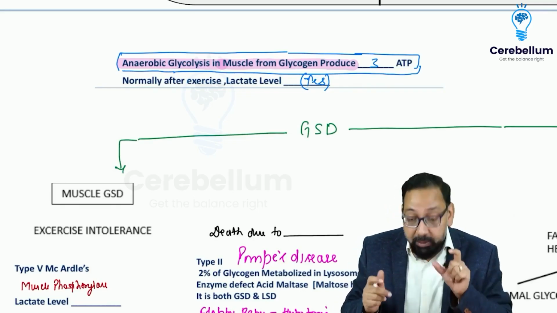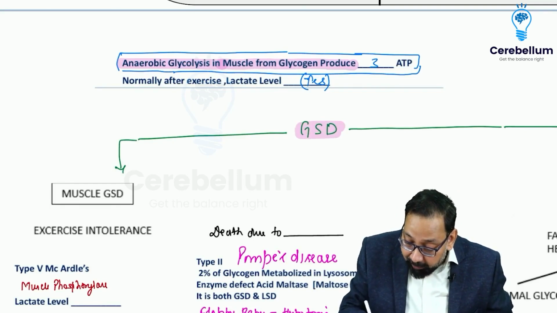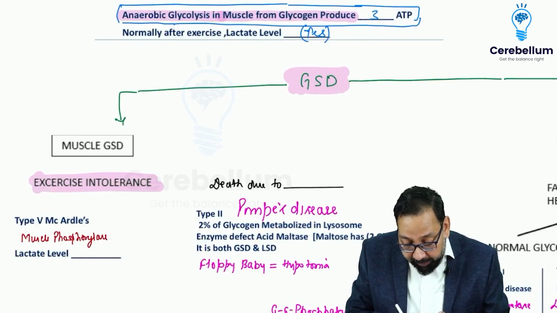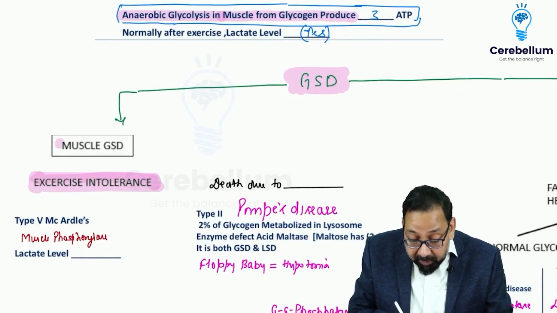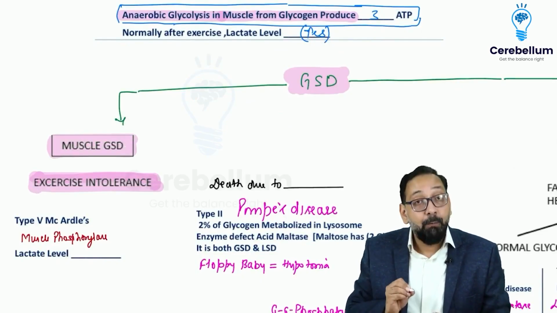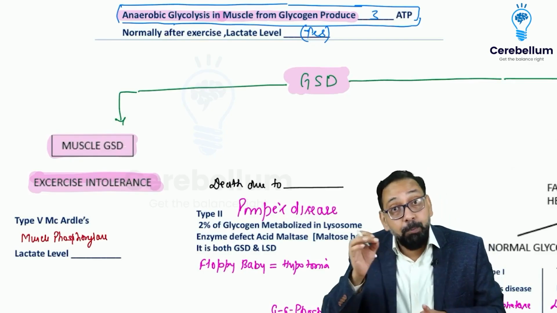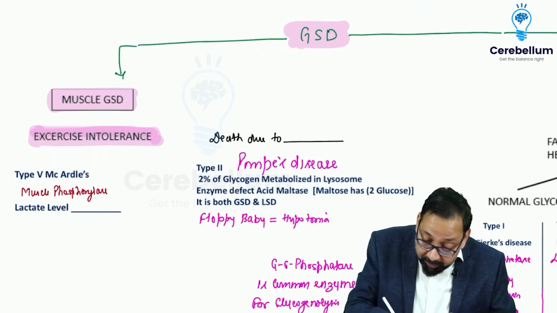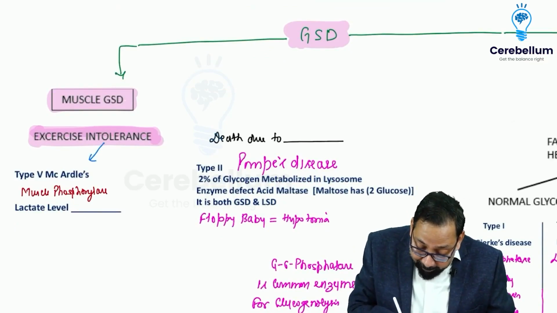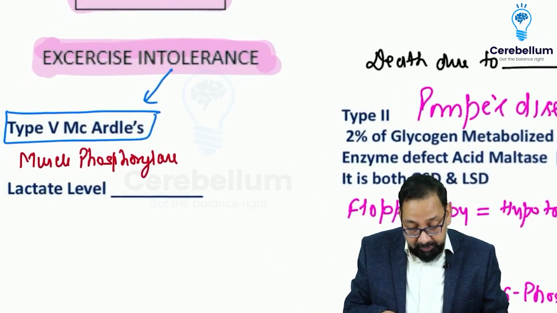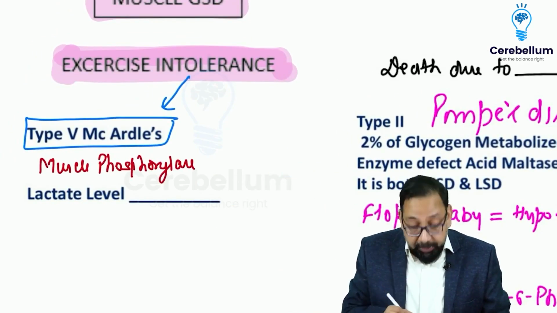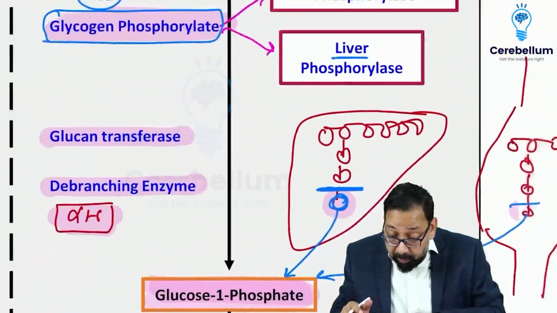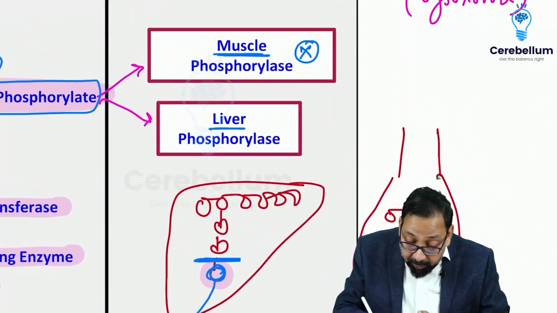So if a question is asked on glycogen storage disease, they will give you the catching point. They tell you that the patient is having exercise intolerance. You will understand that muscle glycogen storage disease is there. Why? Because muscle will not be able to produce energy from glycogen. An example of muscle glycogen storage disease is type 5 glycogen storage disease, that is McArdle disease. In McArdle disease, muscle phosphorylase is deficient.